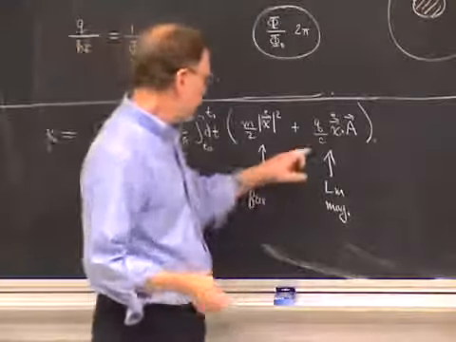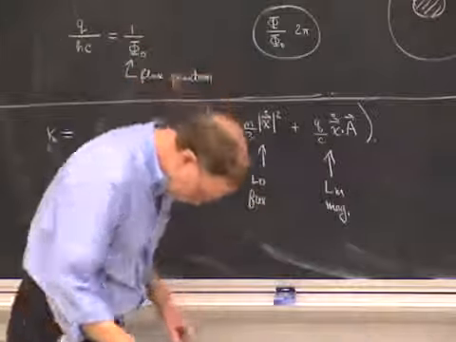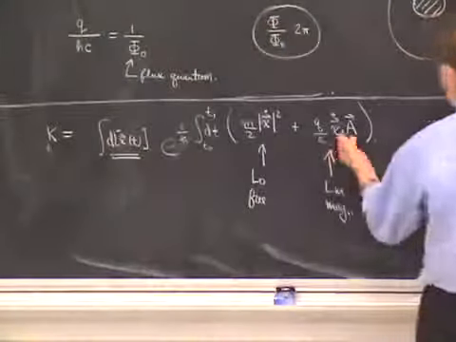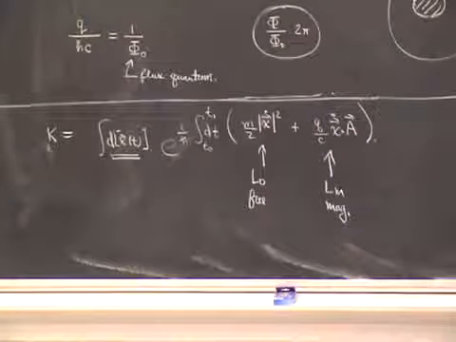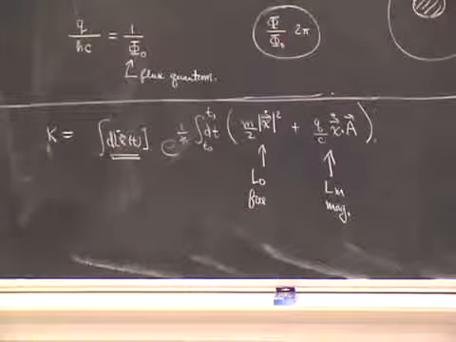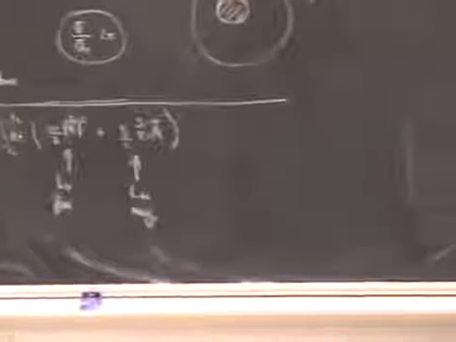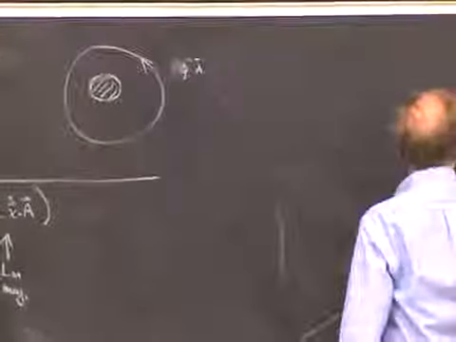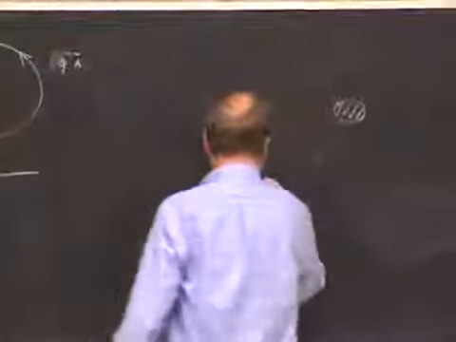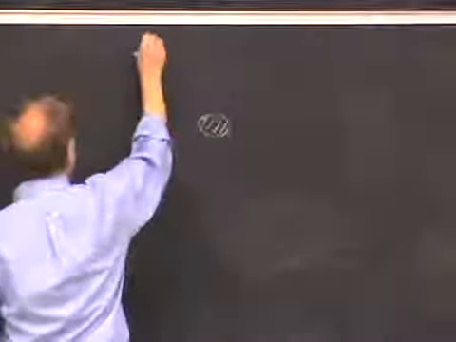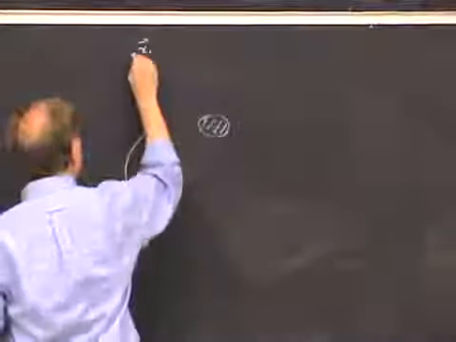But the magnetic particle Lagrangian, it turns out, is largely independent of the path. Let me show you what I mean by that. Let's say that here's our Aharonov-Bohm solenoid. Let's say here's the position x0, here's the position x1, and we've got a path that connects the two of them.